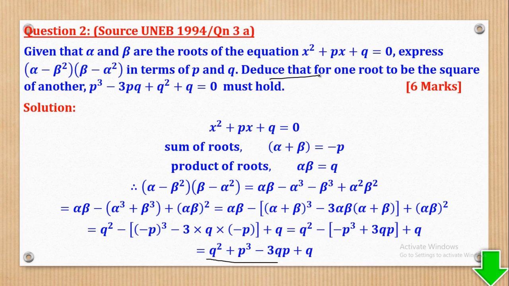But they also told us to deduce that if one root is the square of another, this is equal to zero. So one root is a square of another. What does that mean?